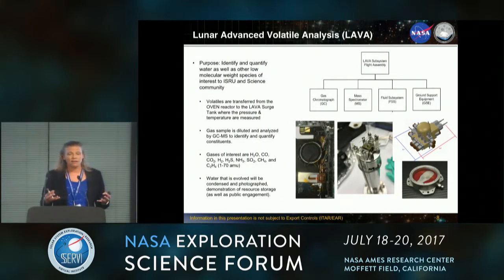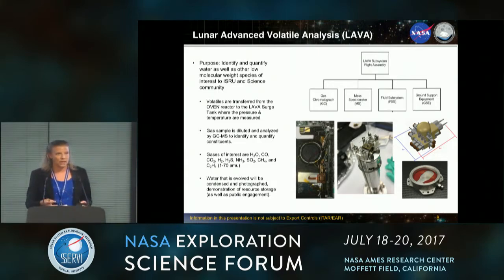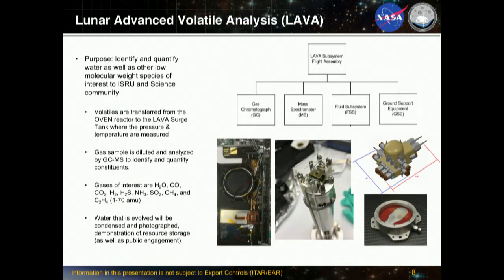So now that we have the oven subsystem that has heated the regolith and evolved the sample into the gas phase, now we have to quantify it and analyze it, and that's done by the LAVA subsystem. So the LAVA subsystem is a gas chromatograph, a mass spectrometer, and a fluid subsystem. And you can see here, this is the GC module, this is our mass spectrometer, and this is our fluid subsystem. So the volatiles are transferred from the oven subsystem, from the headspace in that reactor, into the fluid subsystem over here, and then we measure the temperature and the pressure.